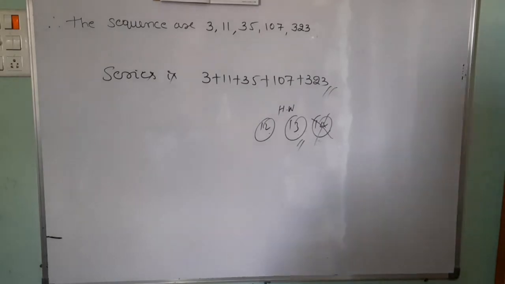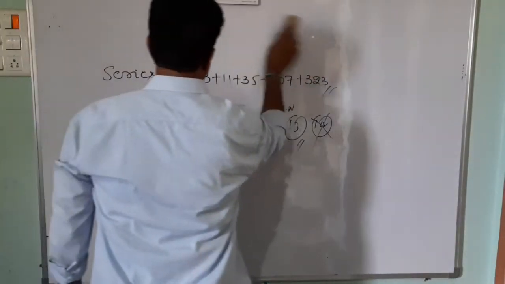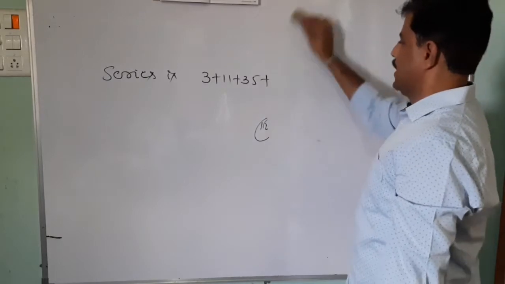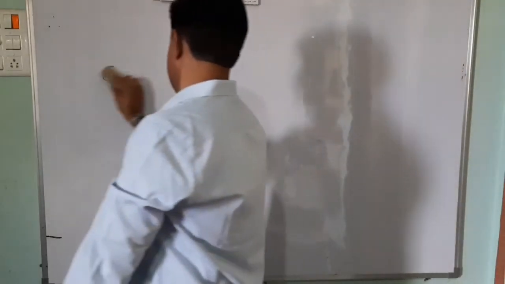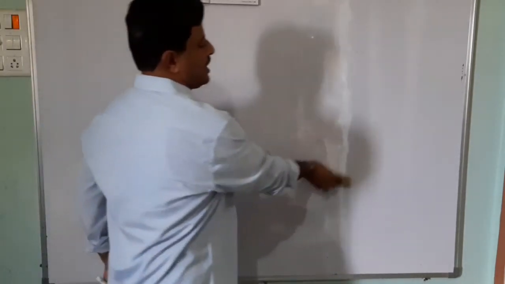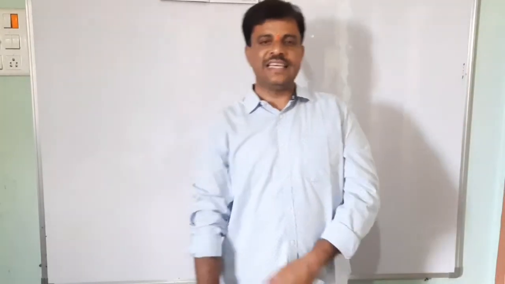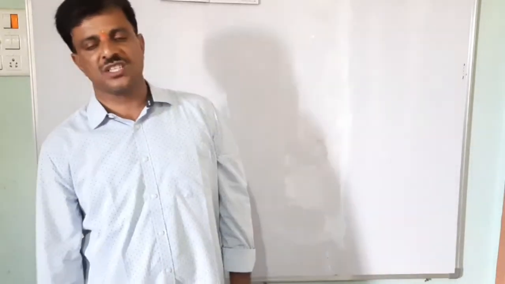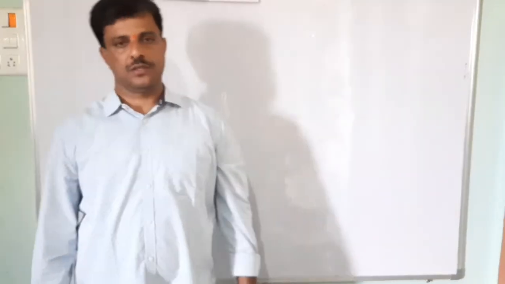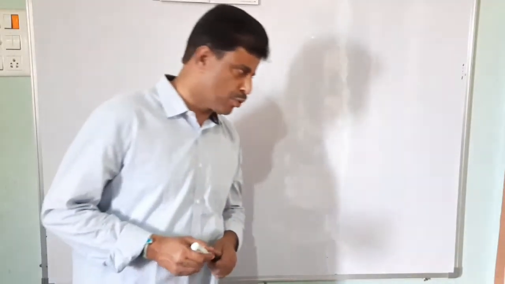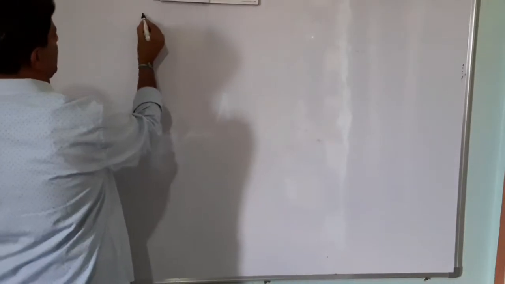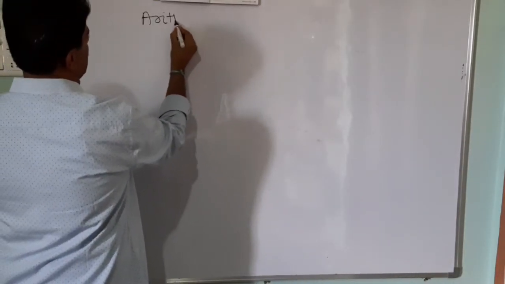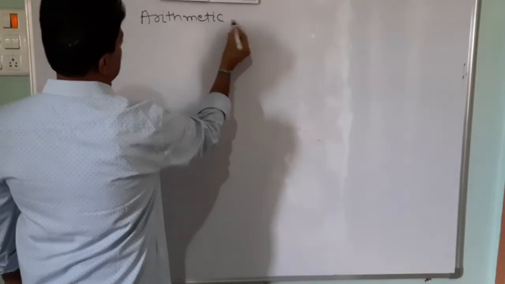Okay, so next I am going to types of sequence. First today let us discuss about types of sequence. So dear students, here totally 3 sequences are there. One is arithmetic progression, second one is geometric progression, third one is harmonic progression. Okay, today let us discuss about arithmetic progression.